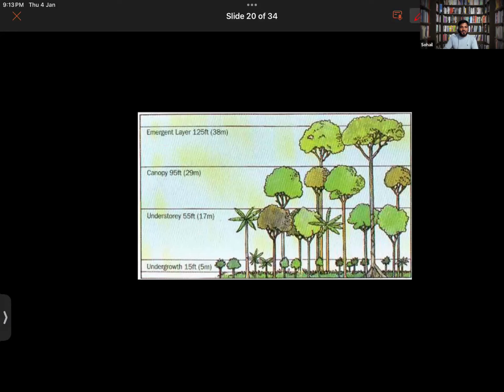So the undergrowth layer is also known as the forest floor layer, right? Exactly. It is called the forest floor also.